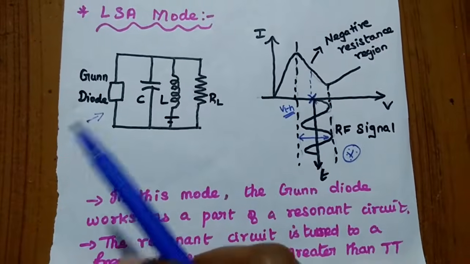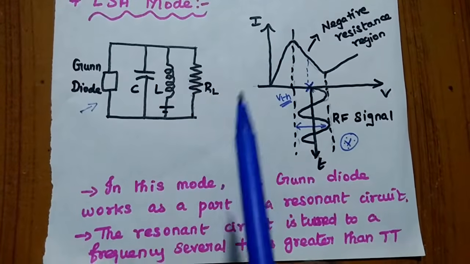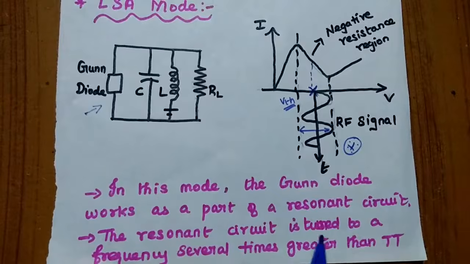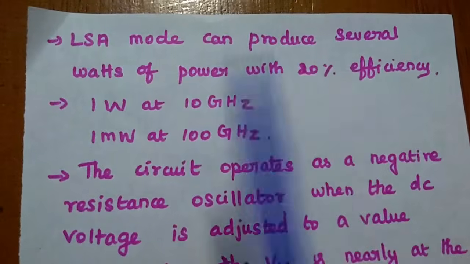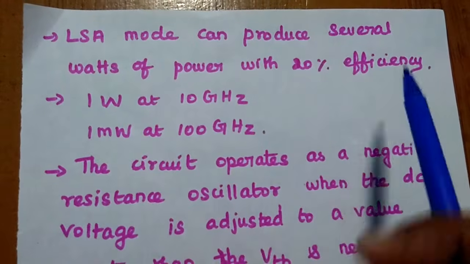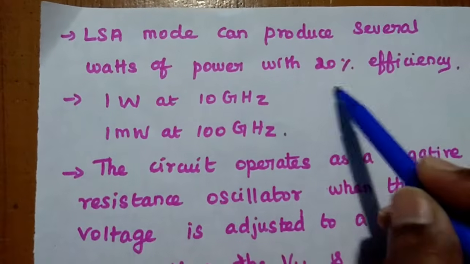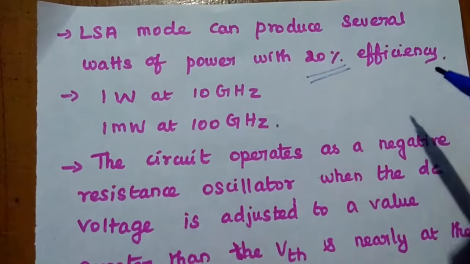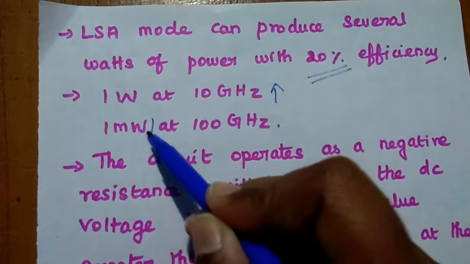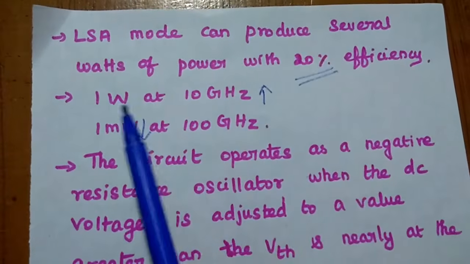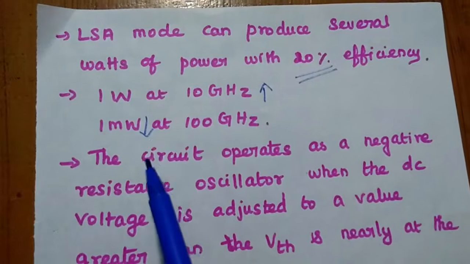So here the Gunn diode is used along with the tank circuit to tune to the particular frequency where we can get maximum signal. LSA mode can produce several watts of power with 20% efficiency. In the case of transit time, it is around 2% efficiency, but in this LSA mode, we can get 20% efficiency. And one more thing: as frequency increases, the power is reduced. At 10 gigahertz, we can produce 1 watt of power. At 100 gigahertz, we can produce 1 milliwatt of power.